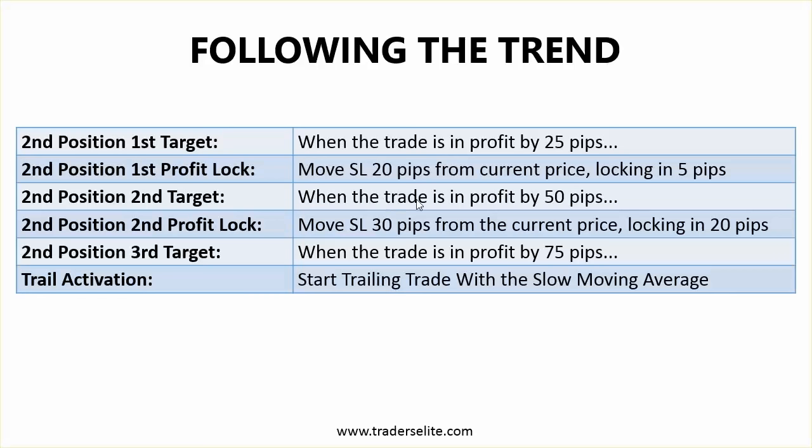Okay. When the trade is in profit by 50 pips, you can move the stop loss 30 pips from the current price, locking in 20. And when the trade is in profit by 75 pips, you can start trailing the trade with the slow moving average. Okay, so one position, your first position, you're trading a little more aggressively to lock in as many pips as you can. And on the second position, you're trading it a little bit more liberally. So you're locking in profits, but not as much. Therefore, you've got a better chance of staying in the trade and not getting knocked out.